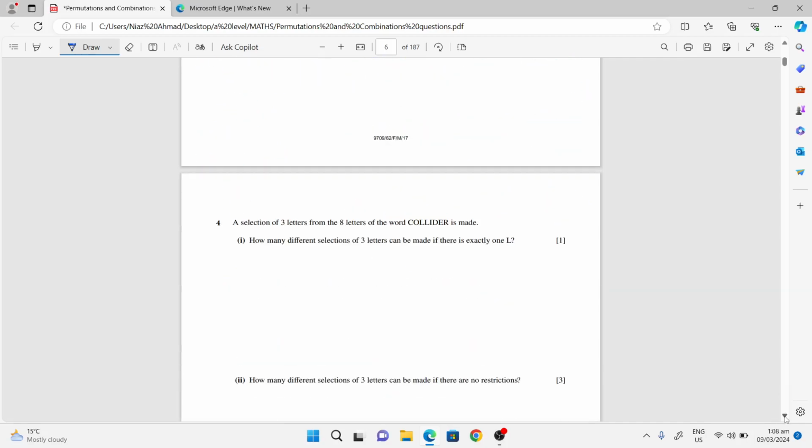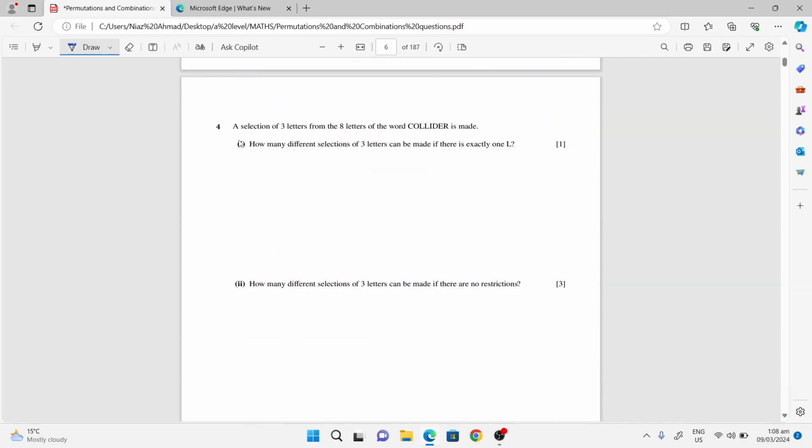So after this question we have another question, that is, a selection of 3-letter words from the 8-letter word COLLIDER is made. How many different selections of 3 letters can be made if there is exactly one L? If there is exactly one L, look, number of selections with one L.